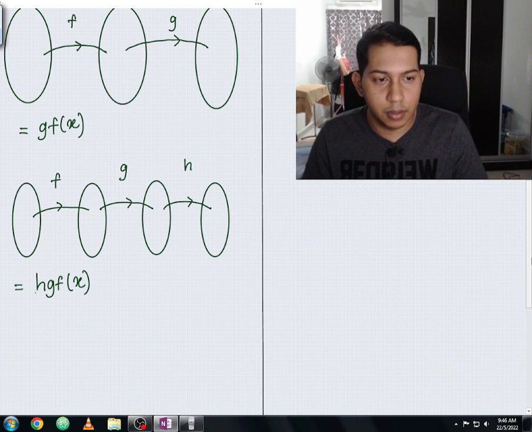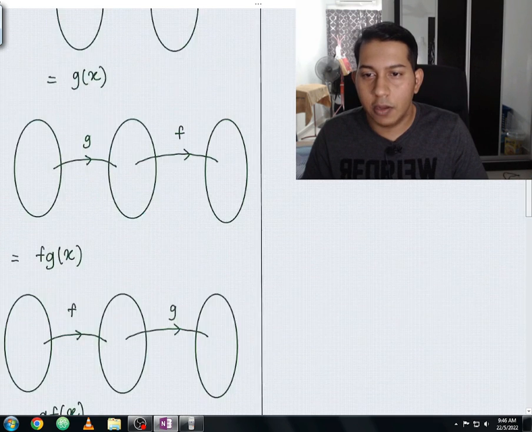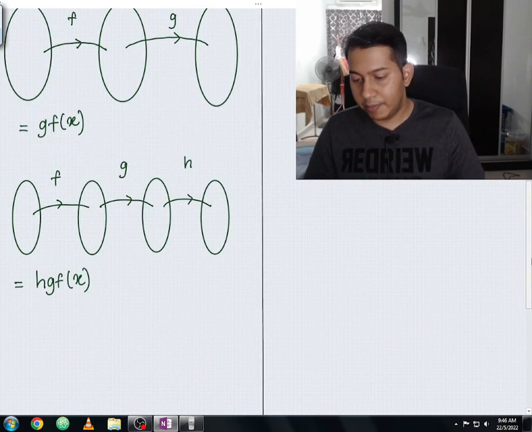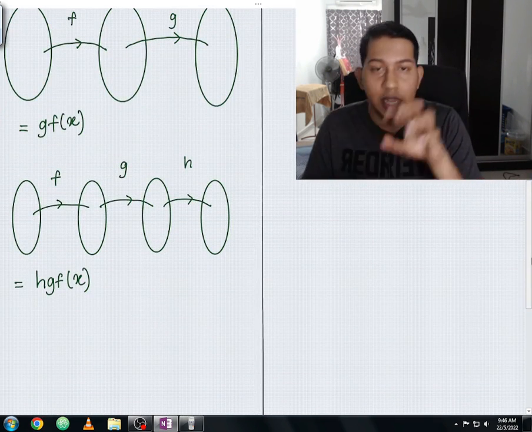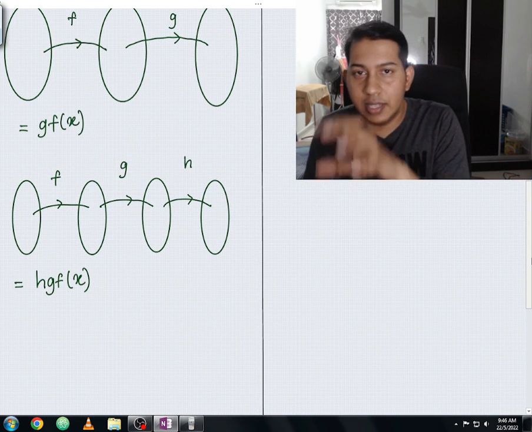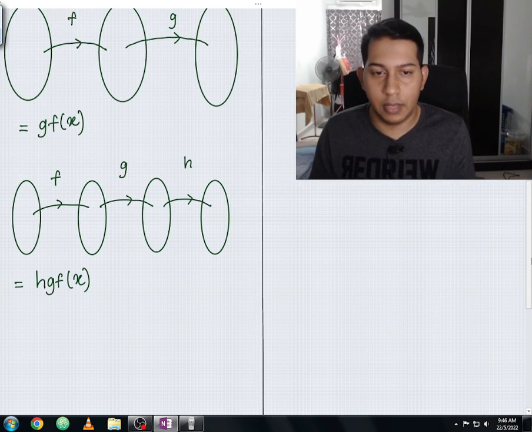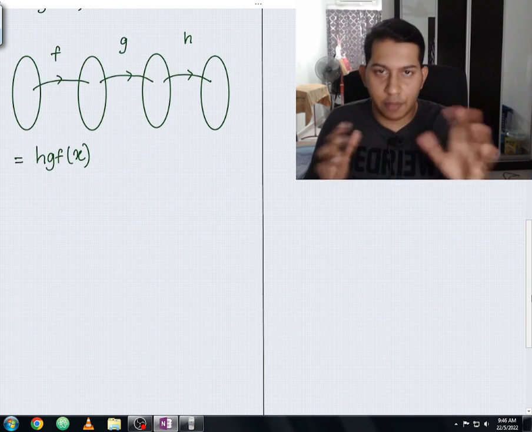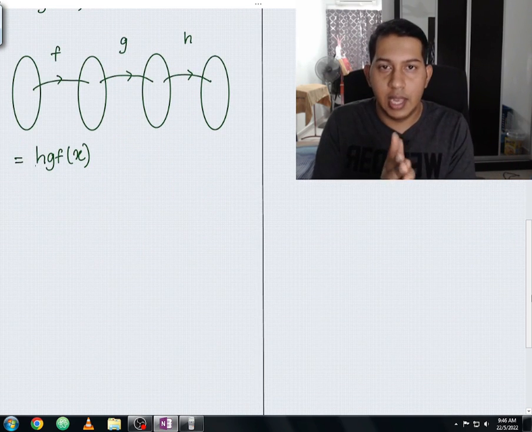So this is an overall idea on how a composite function may look like. It's basically just a function written inside another function. Okay, so enough of the explanation. Let me jump into the examples.